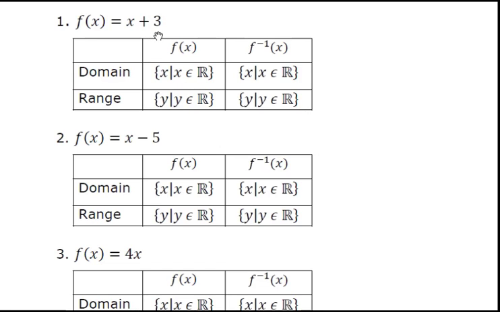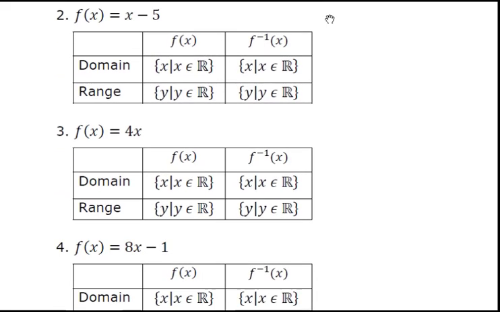For f of x equals x plus 3, the domain is the set of all x's such that x is an element of real number, meaning we can assign any value for x. Then the range is also the set of all y's such that y is an element of a real number. For f inverse of x, the same is true. If two functions are inverses of each other and they are linear functions, then the domain and the range are all real numbers.